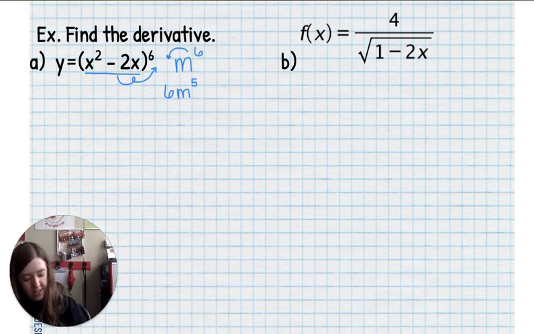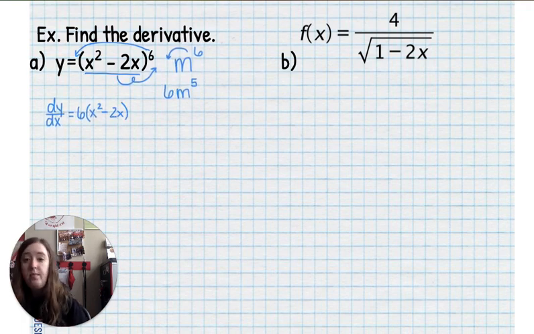So when we start finding the derivative down here, dy dx, the derivative of the outside works the same way. The 6 comes out front and multiplies. Remember, the inside stays the same, so that's going to stay x squared minus 2x. And we subtracted 1 from the power, so now that's 5. So now we're going to take that and multiply by the derivative of the inside.